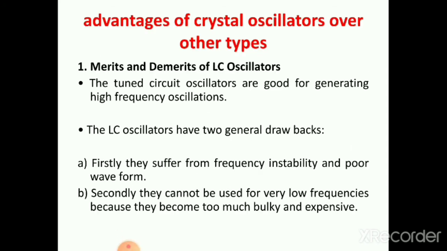Advantages of crystal oscillators over other types. The tuned circuit oscillators are good for generating high frequency oscillations. The LC oscillators have two general drawbacks: firstly, they suffer from frequency instability and poor waveform. LC tuned circuits generally suffer from these drawbacks, that is frequency instability and poor waveform. Secondly, they cannot be used for very low frequencies because they become too bulky and expensive.